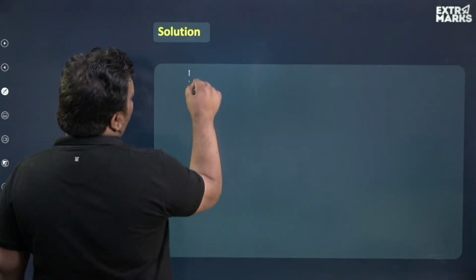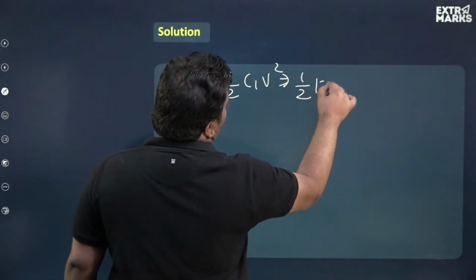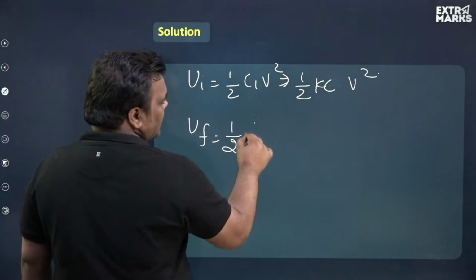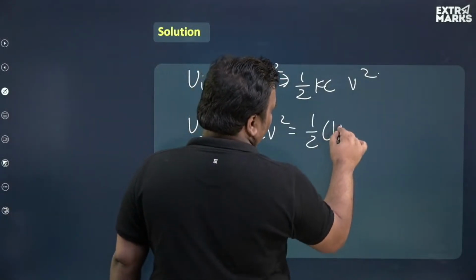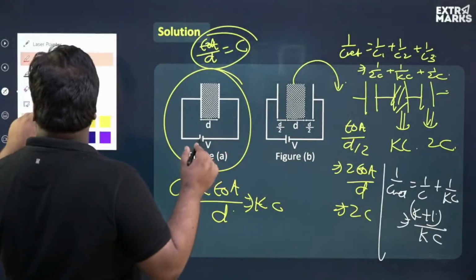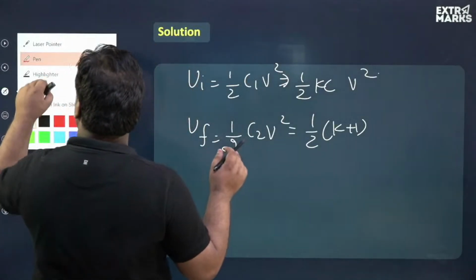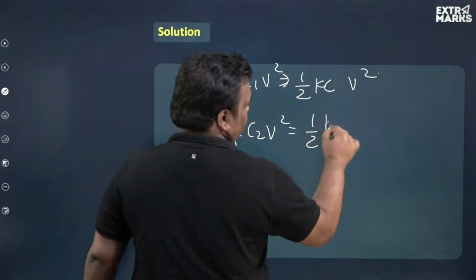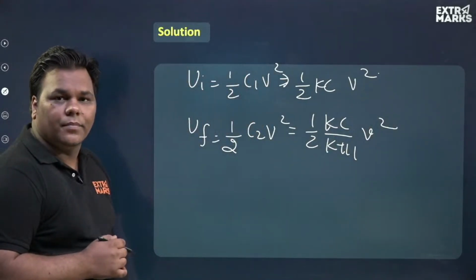So, U initial is half C1 V square, that means half Kc V square. U final is half C2 V square, that means half K plus 1. It is K plus 1? No. It is Kc upon K plus 1. Yeah, it will be Kc upon K plus 1 multiplied by V square. Right?